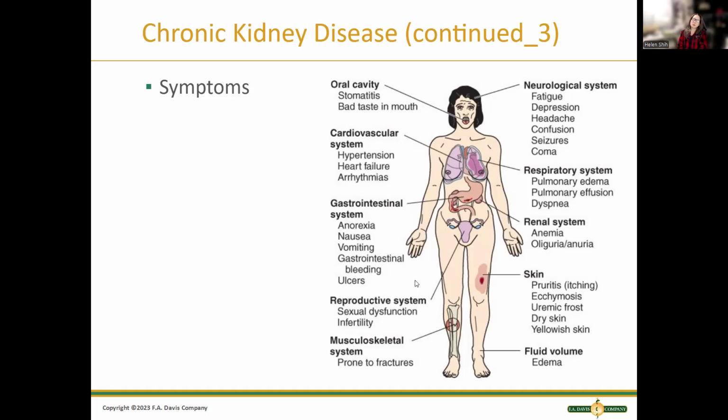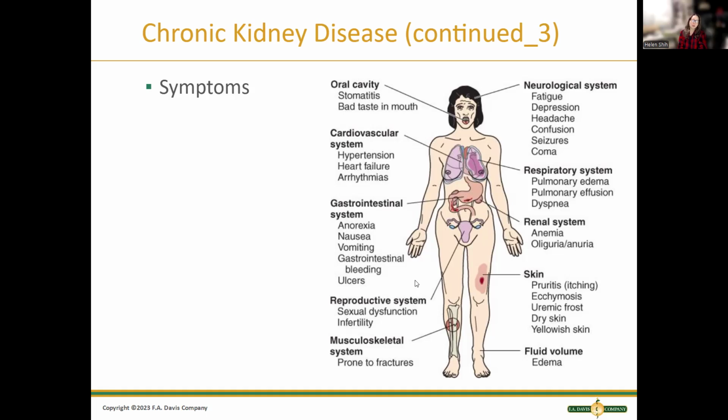In the respiratory system, a lot of what we're going to see is respiratory or pulmonary edema, as well as accumulation of fluids in the lung space, known as pulmonary effusion. And then we could also have dyspnea, in which we have irregular breathing patterns. And the kidneys, we're obviously going to have anemia as well as low urine production. Some patients at end-stage kidney disease will produce no urine whatsoever. And so that would be known as anuria, in which you don't produce any urine.